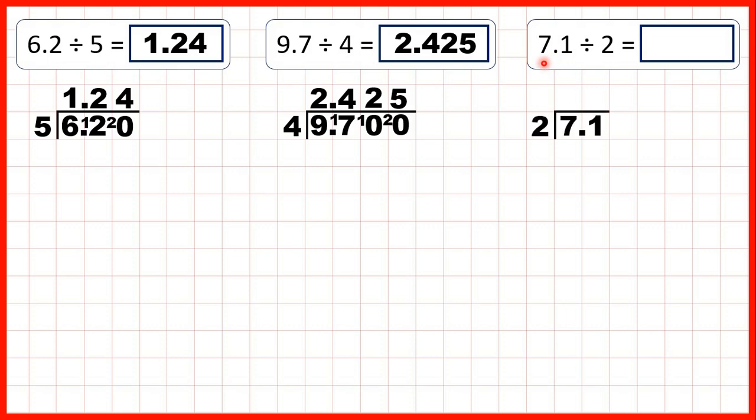Finally, we have 7.1 divided by 2. We copy up our decimal point. 7 divided by 2 is 3 remainder 1. 11 divided by 2 is 5 remainder 1, so we extend with a 0 so that we have a digit to write our remainder in front of. Now 10 divided by 2 is 5, so our answer is 3.55.